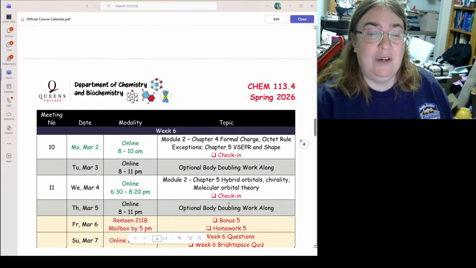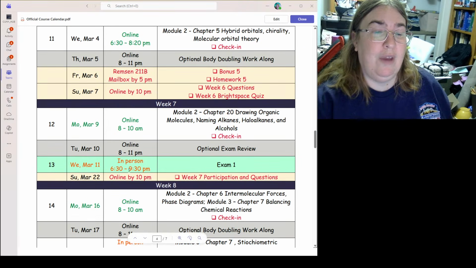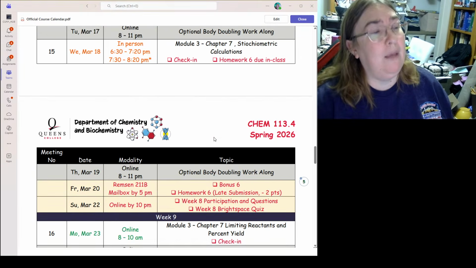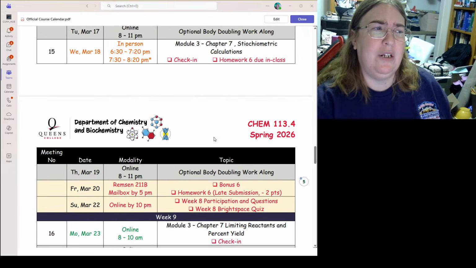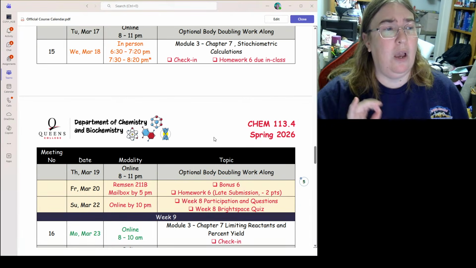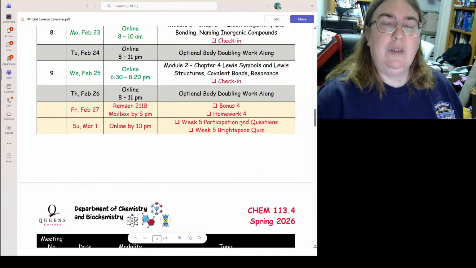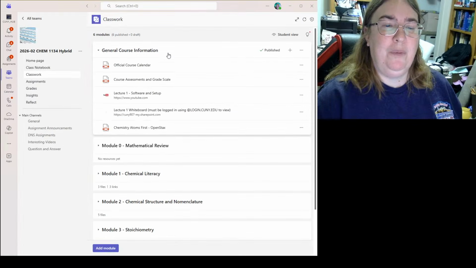So everything is here at this point. Everything's checked in. You have when it's due. You have when the exams are. Those exams will not move. The material on them may change slightly, but the exams themselves will not move. But that calendar is now up for you.